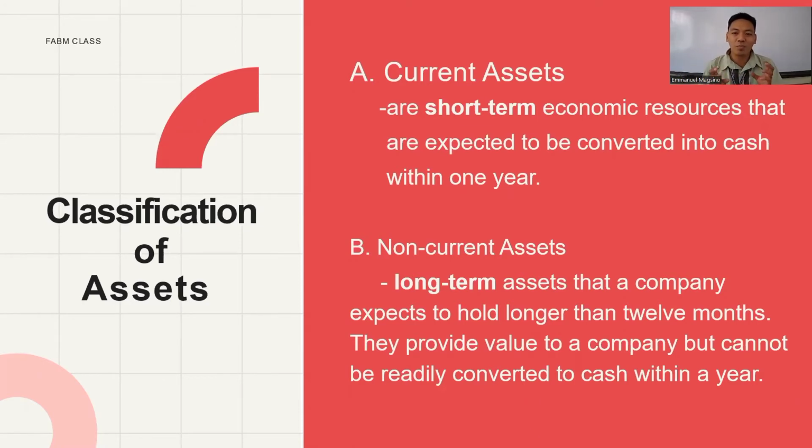Okay, now what is the difference between the two? Okay, current assets, take note, when we say current asset, short term, okay, it is within 1 year. But in non-current assets, these are the long term. Again, I repeat, current assets, short term. Non-current assets, long term. Okay?